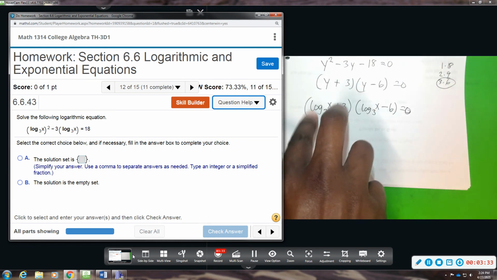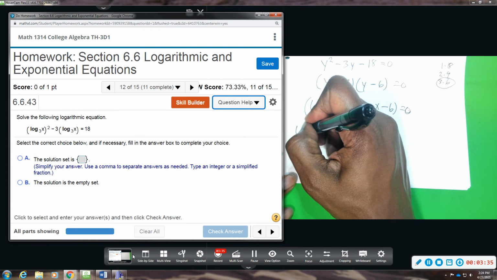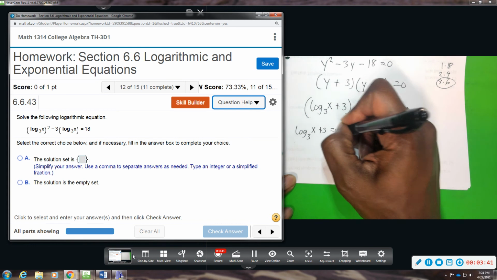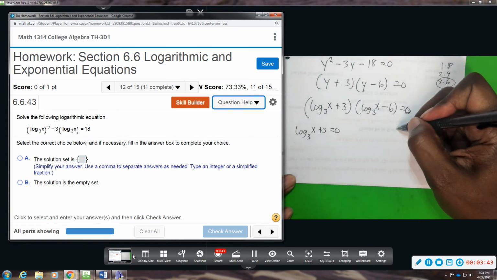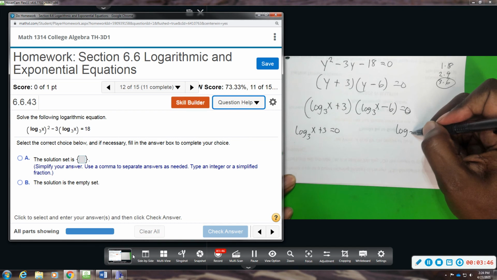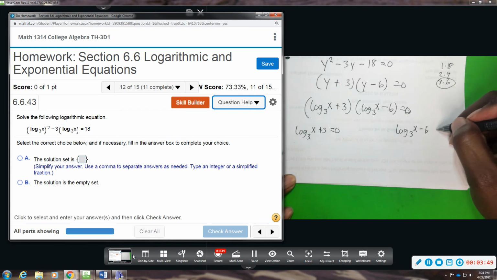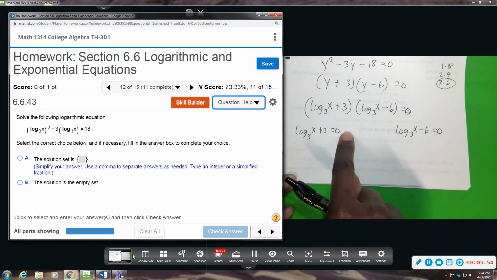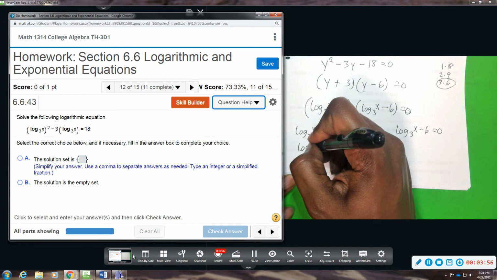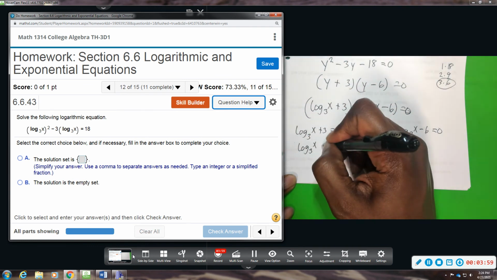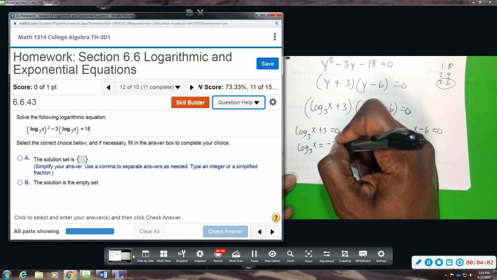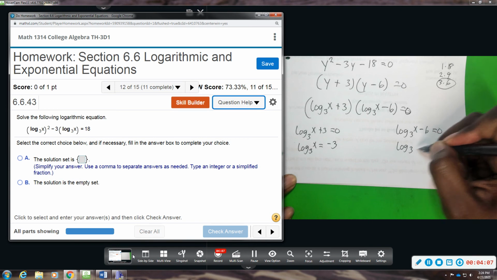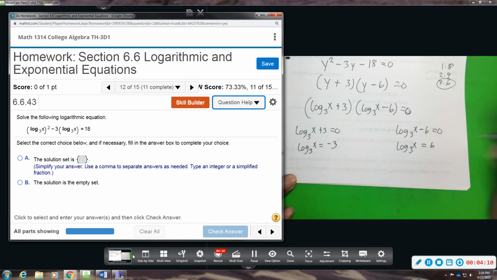So setting this equal to 0, we have log base 3 of x plus 3 equals 0. And then over here we would have log base 3 of x minus 6 equals 0. All right, we will move the 3 over. So we have log base 3 of x equals negative 3. Over here we would move the 6 over, so we have log base 3 of x equals positive 6.